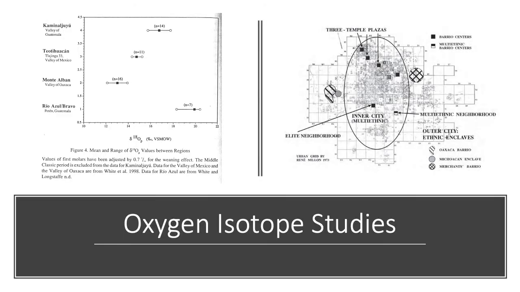Also, these other oxygen isotope studies and strontium and whatnot that have been done have demonstrated the presence of both multi-ethnic and regional ethnic neighborhoods. You can see on the west side of Teotihuacan, you see both a barrio, a neighborhood of people from Oaxaca, another one that was made up of people from Michoacan. And then on the east side of the city, you had what's called the Merchants Barrio, which was comprised largely of people from to the east, from the state of Veracruz along the Gulf of Mexico coast.